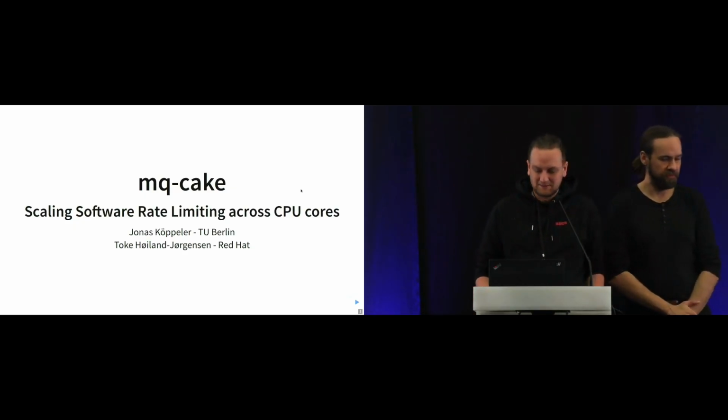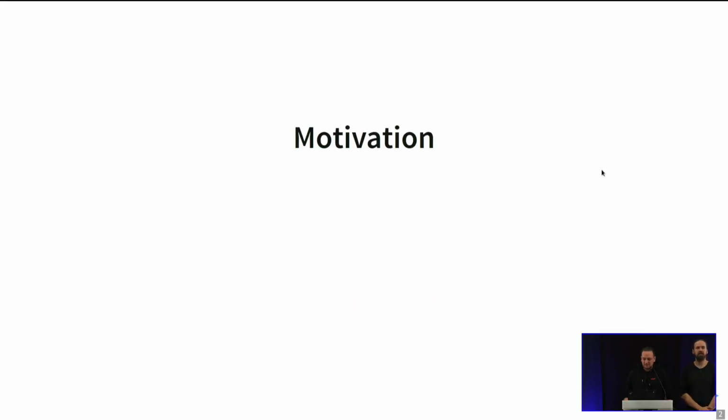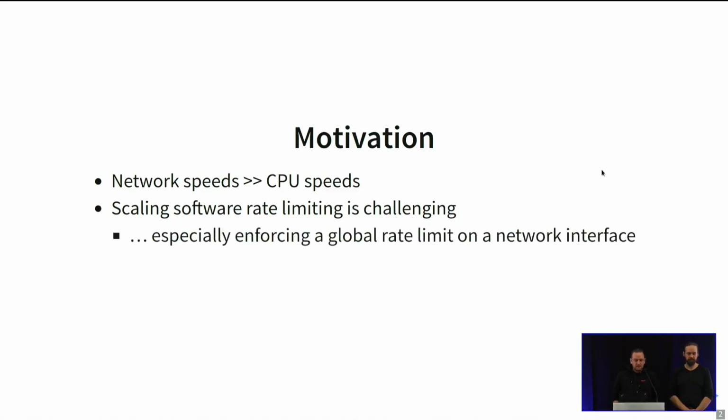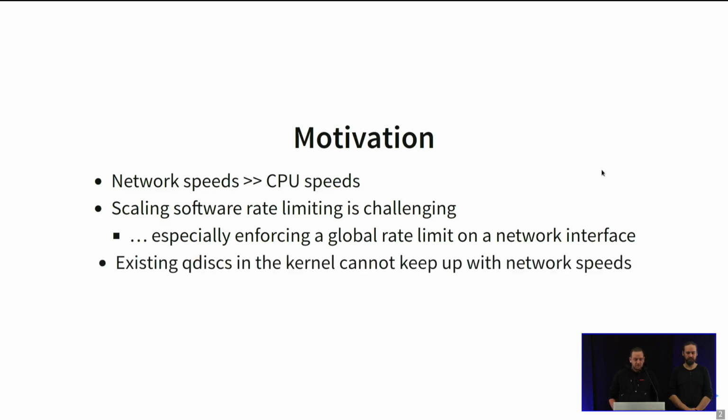Okay, perfect, thank you. So let's dive in with a little motivation. As we have seen, network speeds are just surpassing CPU speeds. This makes software rate limiting especially challenging, and we need solutions to scale it. Especially, what we are focusing on is enforcing a global rate limit on a network interface. The existing QDiscs in the kernel cannot keep up with these network speeds, and especially they don't scale due to the root QDisc lock.